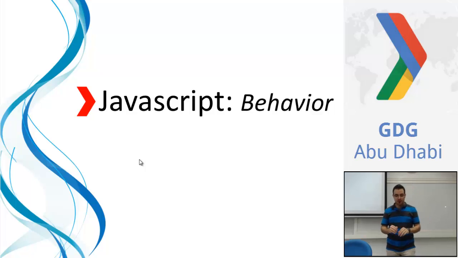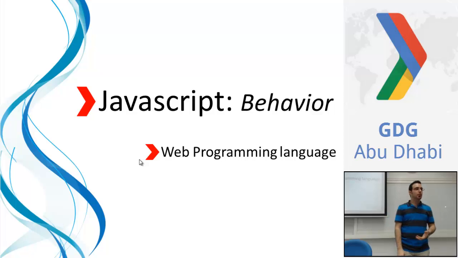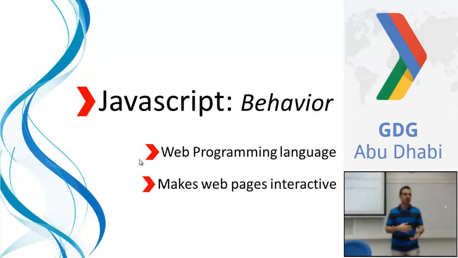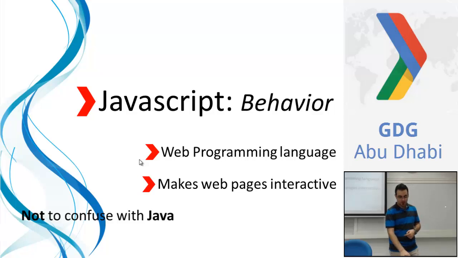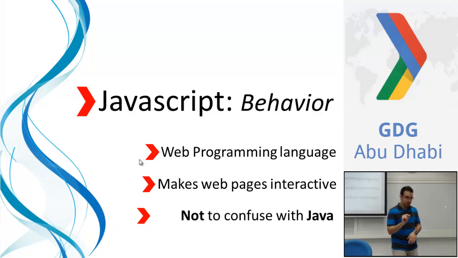Now the next part is the JavaScript, or the behavior of the web page. It's a web programming language. It's not Java. JavaScript is different than Java. It's nowhere related. It makes the web pages more interactive. You can use it for so many things. We'll show you now. And always don't confuse it with Java. It's completely different.